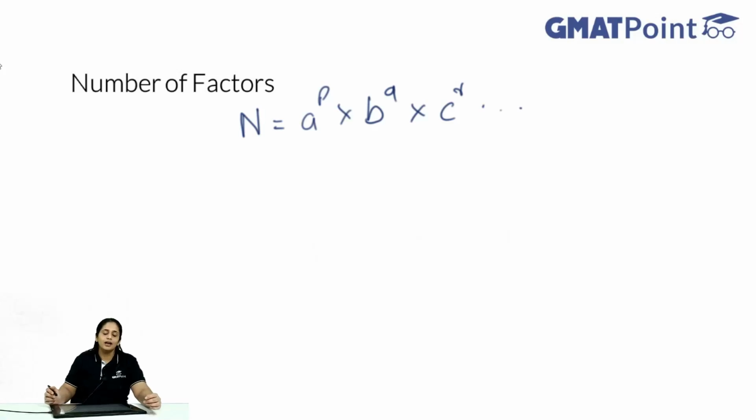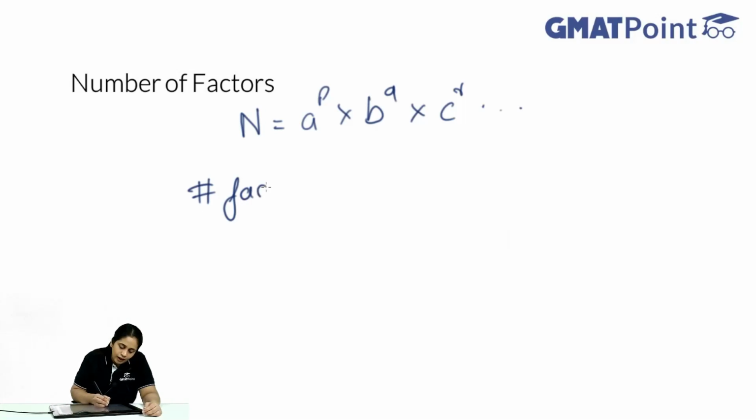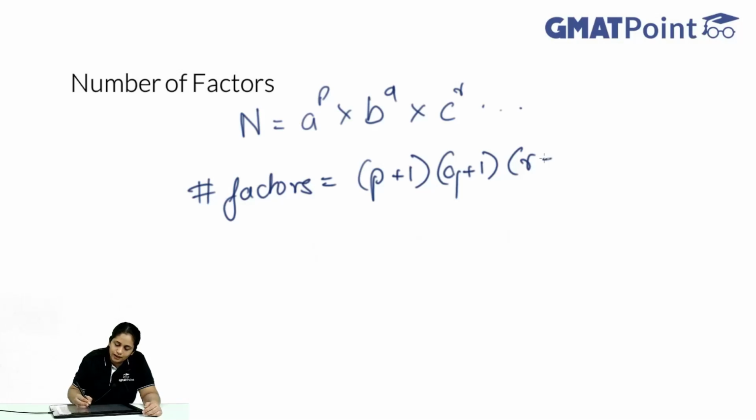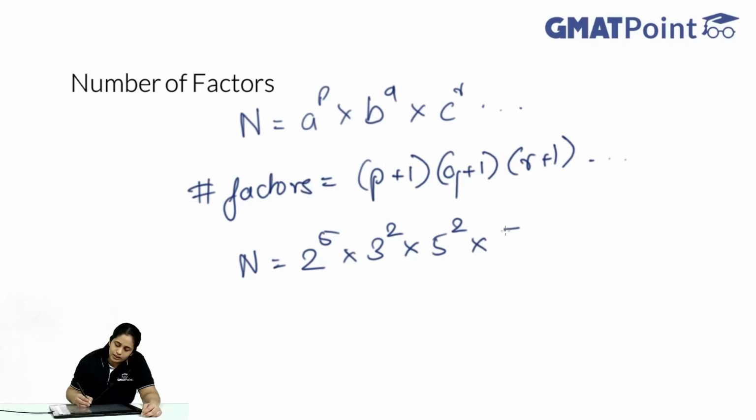Once you have them as a product of prime numbers, according to the formula, the number of factors of n is given as (p plus 1) times (q plus 1) times (r plus 1) and so on. So if you have d raised to something or z or anything of that sort, you just continue to multiply the product. For example, consider n is equal to 2 raised to 5 into 3 square into 5 square into 7 raised to 3 and 11 square.